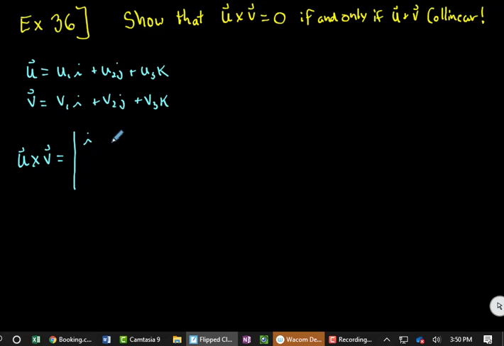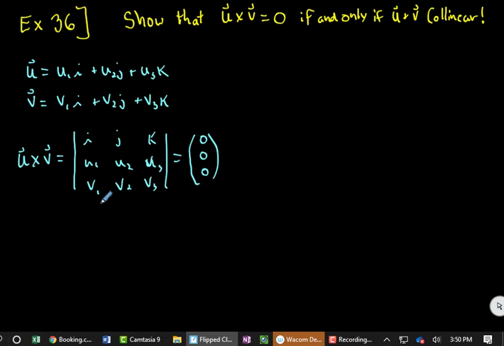Then we can take the cross product u cross v, and we can write this as the determinant of i, j, k, u sub 1, u sub 2, u sub 3, and v sub 1, v sub 2, v sub 3. This determinant would have to be equal to 0, or another way of writing it, it's equal to the 0 vector, right?